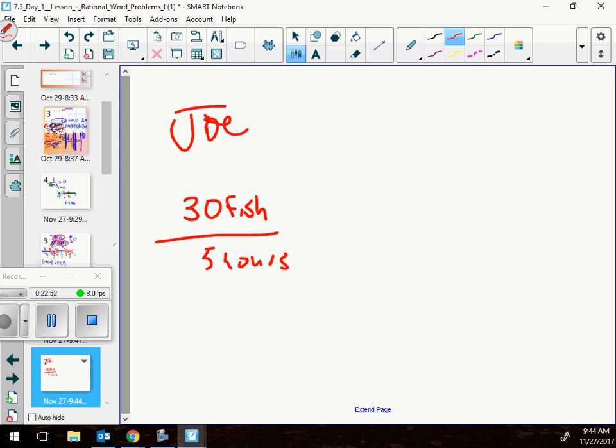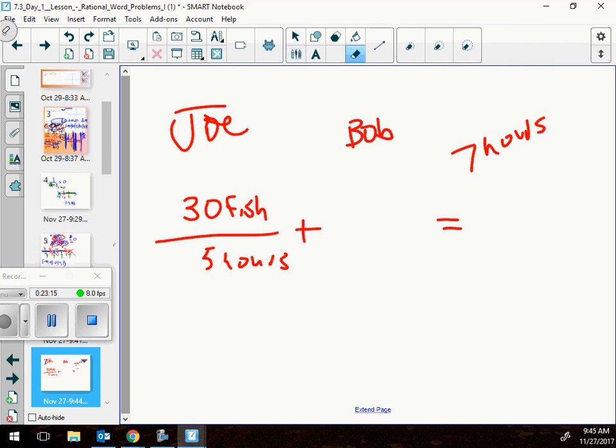Then his brother Bob goes out with him fishing, and together in 7 hours, I'm just going to write this kind of without giving you the exact way to write it. In 7 hours, they catch 70 fish. Try to set up and solve this problem.